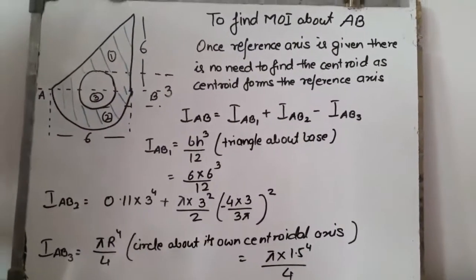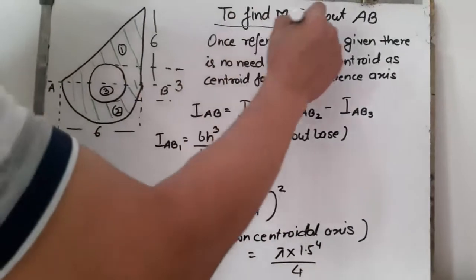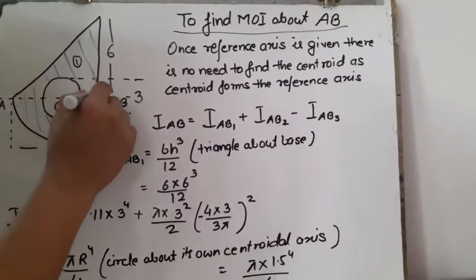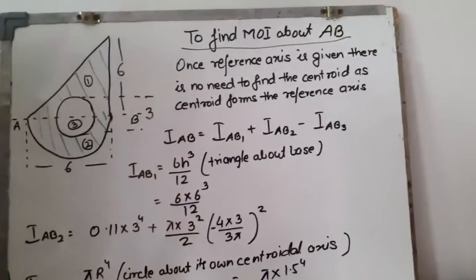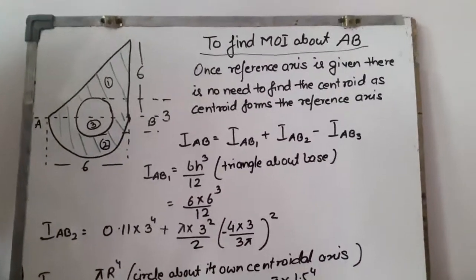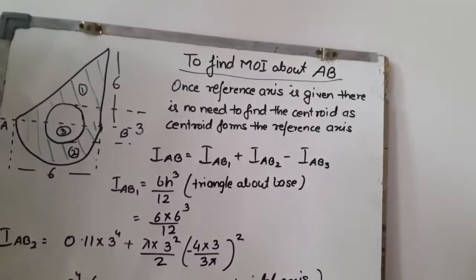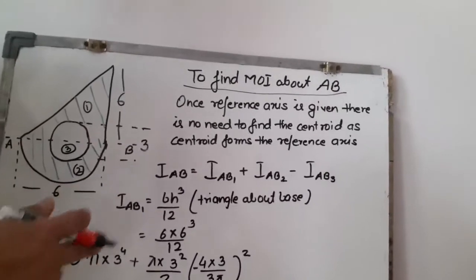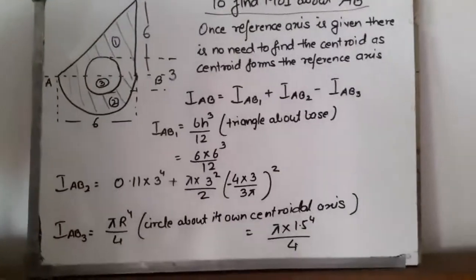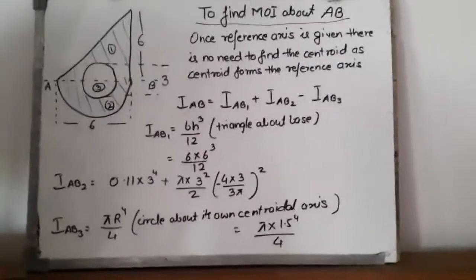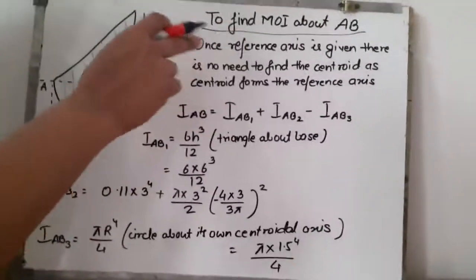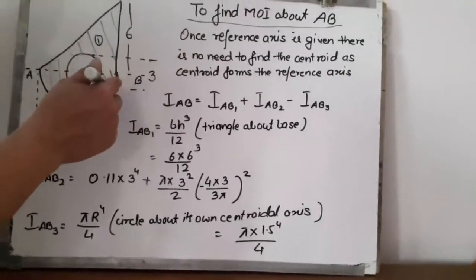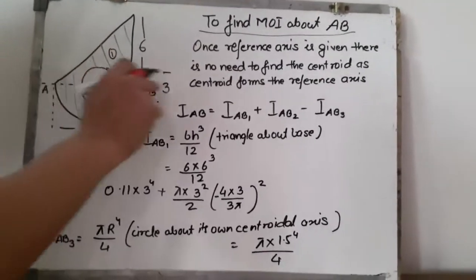In this, the problem statement is we have to determine the moment of inertia about AB, this axis, which has been predefined in the problem. Now the purpose of determination of centroid was that you needed to find out the reference axis about which moment of inertia is to be found. Here the reference axis is predefined in the problem. So that means the reference axis is your AB. So the moment of inertia has to be calculated about plane AB.